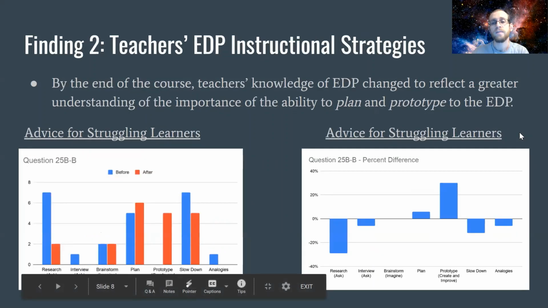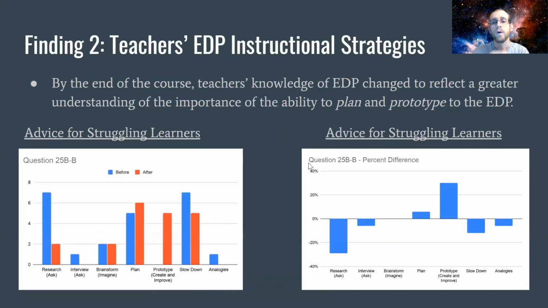Our second finding was about instructional strategies. So at the end of the course, we noticed that the teachers seem to have a greater understanding of the importance of planning and prototyping to EDP. What we mean by this comes from the third question. Again, that scenario, you give this challenge to your students, and one group starts working right away. What advice are you going to give them?